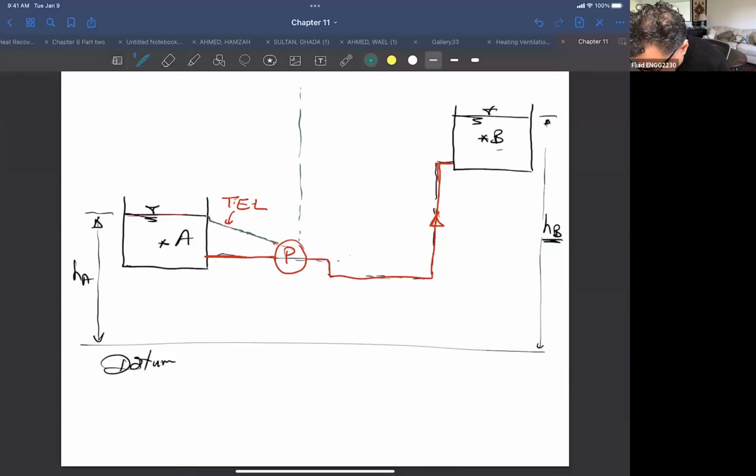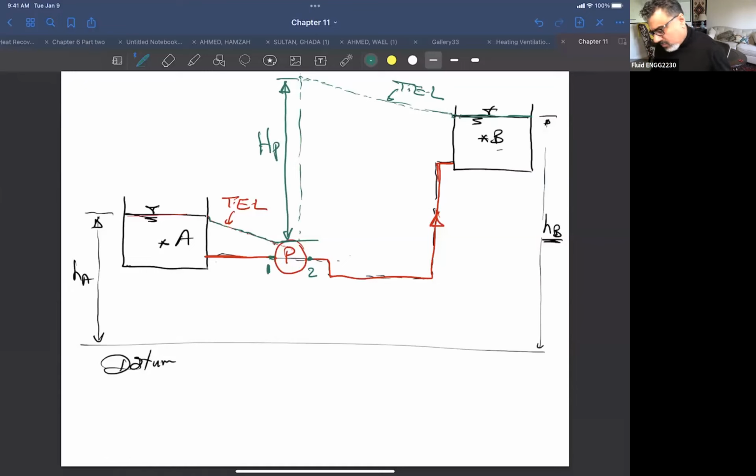So the pump will increase the energy like this. And as we go all the way, the total energy line goes all the way to match the level of the other tank, right? So what the pump is doing is changing the energy from the point just before the pump to the point after the pump. We call it H pump in this case, and the pump is pushing the fluid in the system.